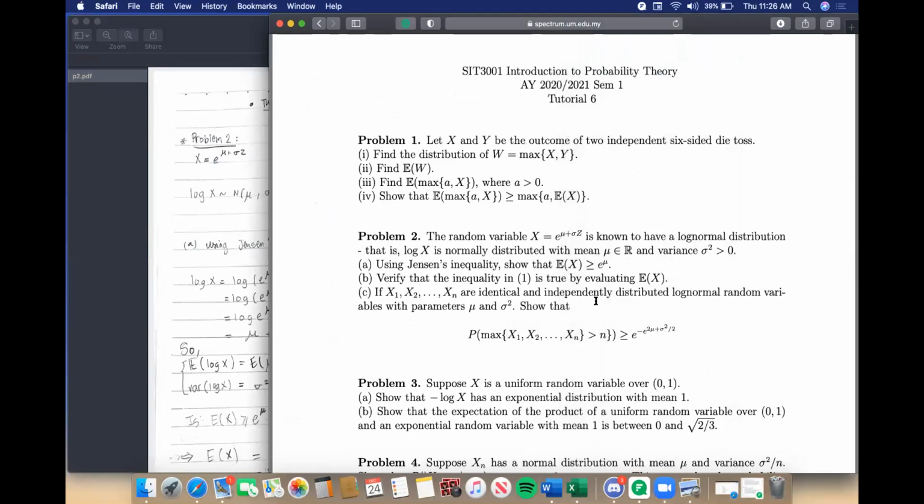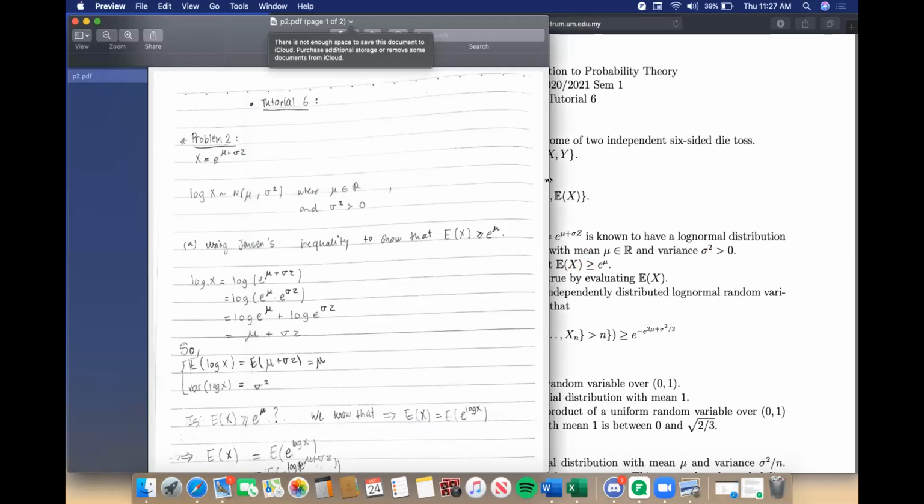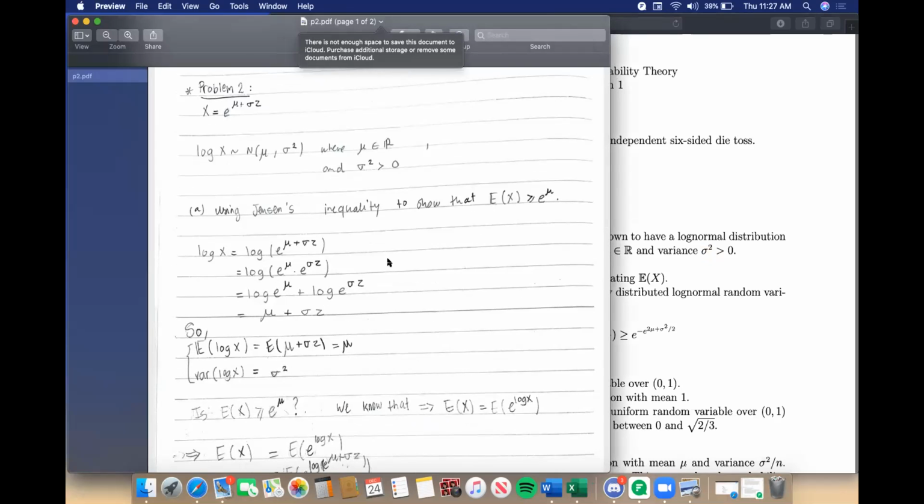Okay, so this is the question. We have random variable x equal to exp of mu plus sigma z, and it's known to have a log normal distribution. That means that log x is normally distributed with mean mu and variance sigma squared. So the first question is, using Jensen's inequality, show that the expectation of x is more than or equal to the expectation of exp mu. So we have this first.